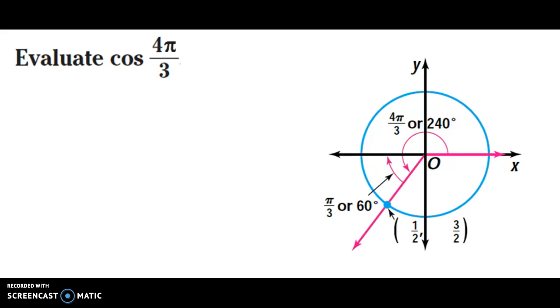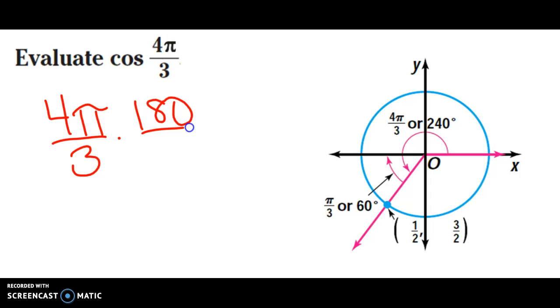All right, so let's go evaluate the cosine of 4 pi over 3. Well, where is 4 pi over 3? I've got a picture for you, but let's say you don't have it. You've got 4 pi over 3. You're going to multiply it by 180 over pi, and let's see what we get. That's going to give us 240 degrees, which we already knew.